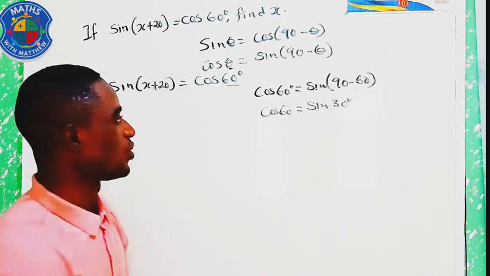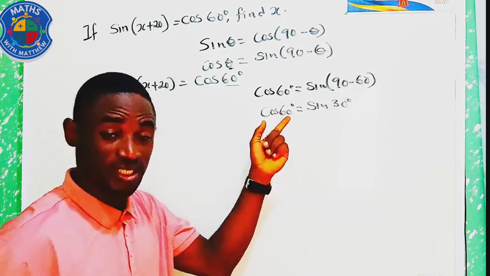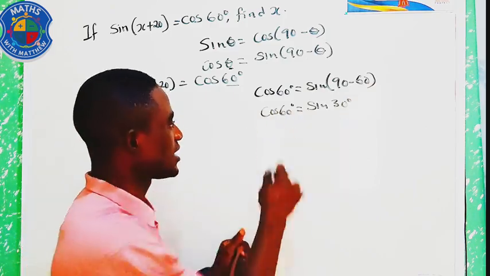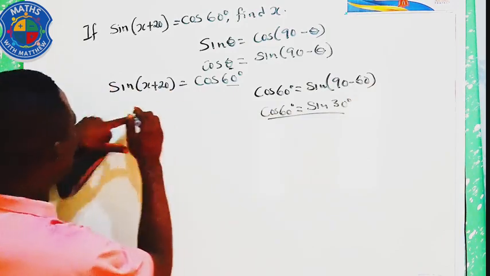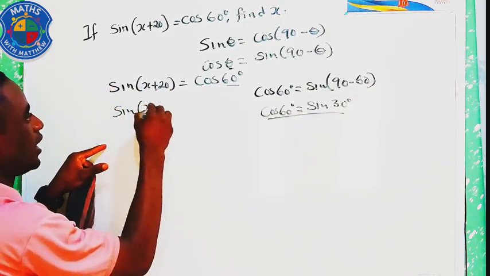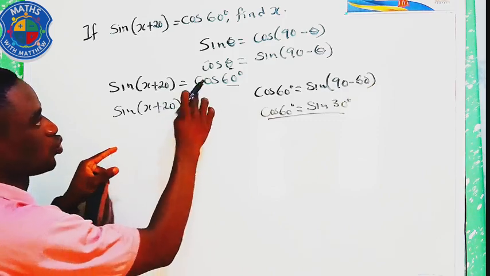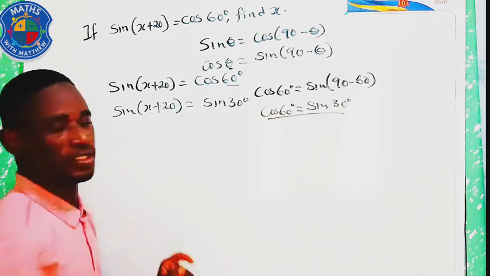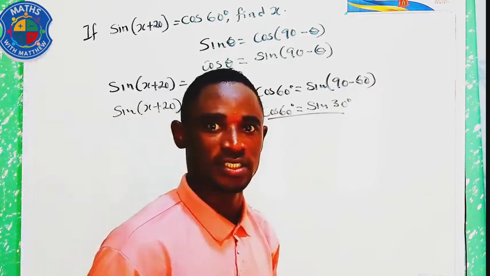That's why when you take your calculator and press cos 60 degrees, it's the same answer you will get when you press sine 30 degrees. That is what that one is saying. So with this, I can now say my sine (x plus 20) equals cos 60, which is now sine 30 degrees. Do you get that?